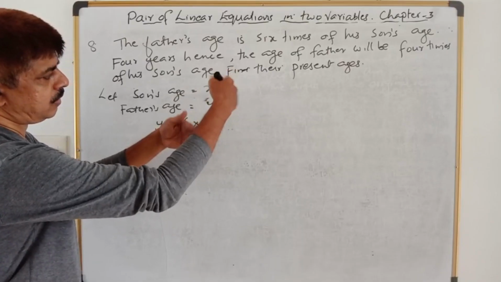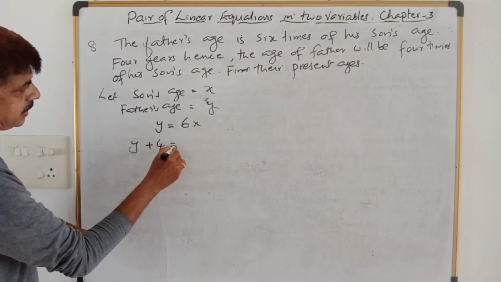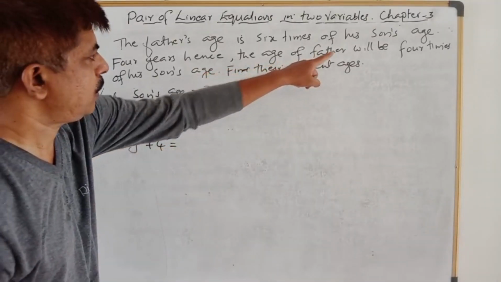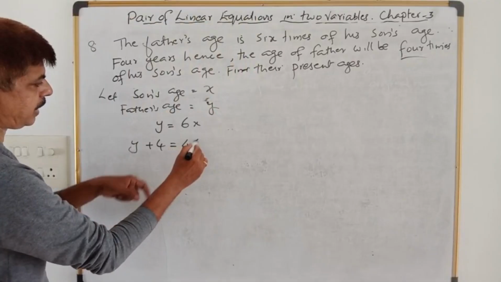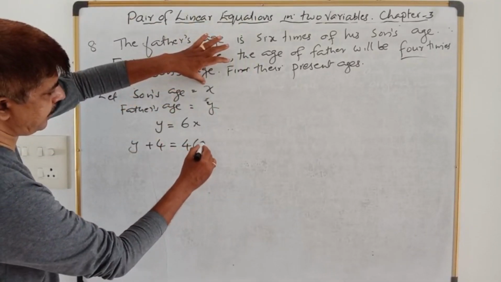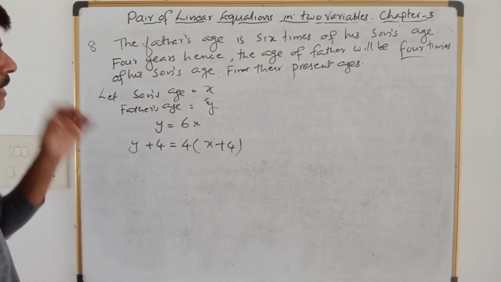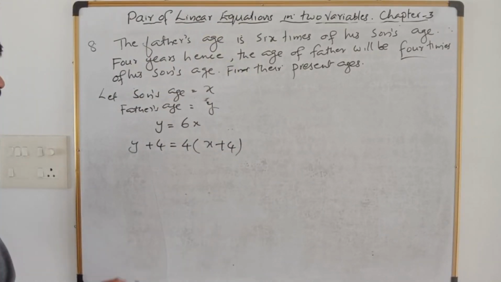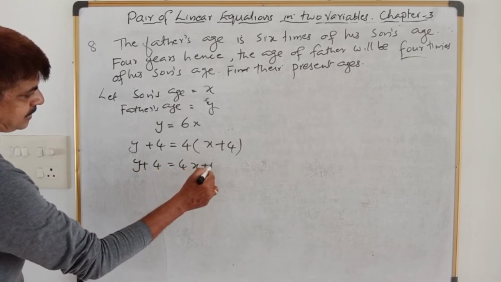They are getting older. So y plus 4 is equal to 4 times the son's age. After 4 years his age becomes x plus 4. After 4 years, the age of the father will be 4 times his son's age. So y plus 4 equals 4x plus 16.